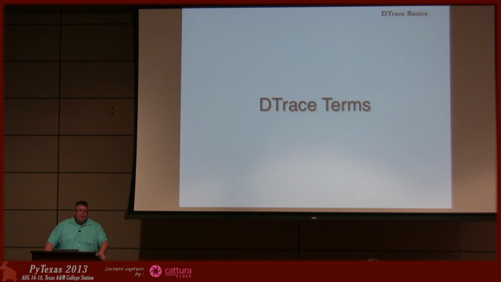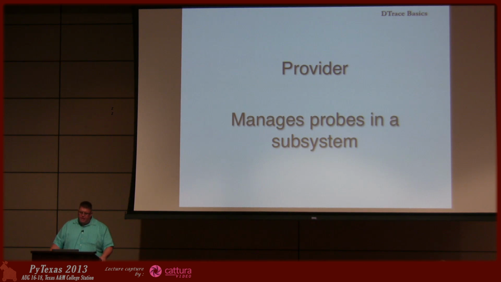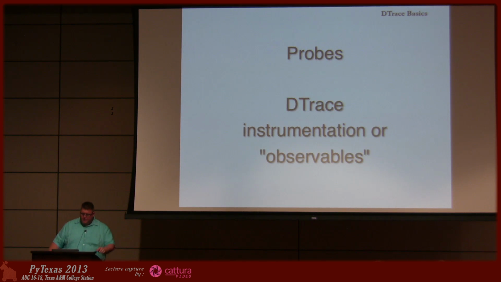DTrace, like a lot of technologies, has its own esoteric terminology. I just wanted to go through some of those real quickly, so that when you see these things in blog posts or man pages, you won't be confused. So there's this notion of a provider. A provider's technical definition is that it manages a probe. You're like, what's a probe? Well, a probe is a DTrace observable. It's actually an event that you care about. You can think of a probe as really just an event.